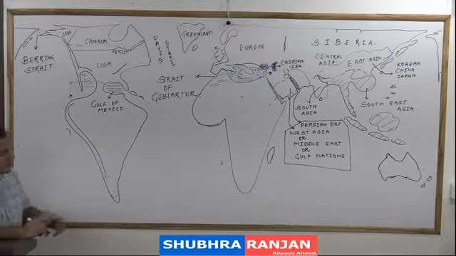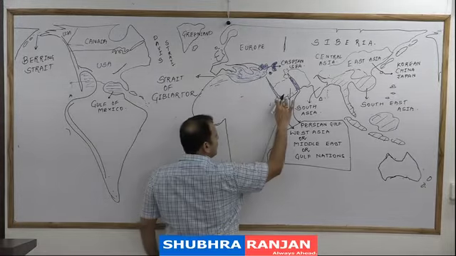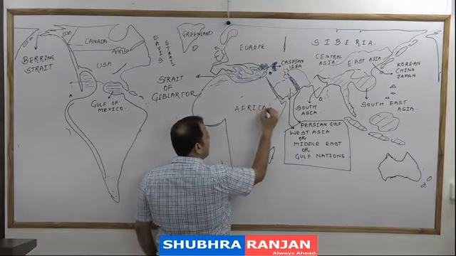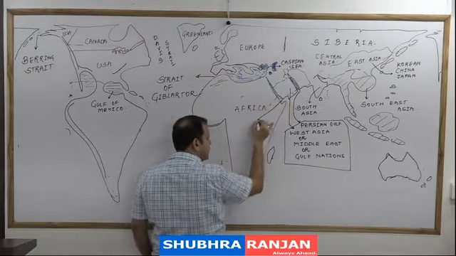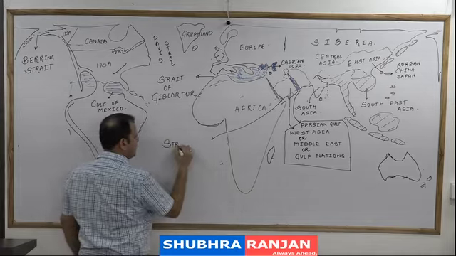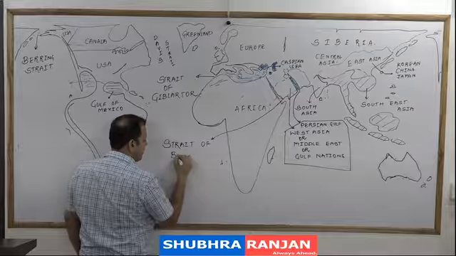Now when we see the map of Asia, सबसे पहले this is Africa and this is Asia. Can you tell me the name of this strait which is very famous? This is the Strait of Bab al Mandab.